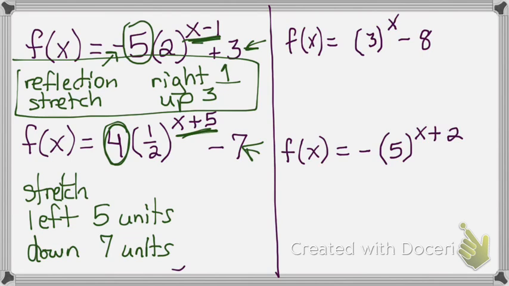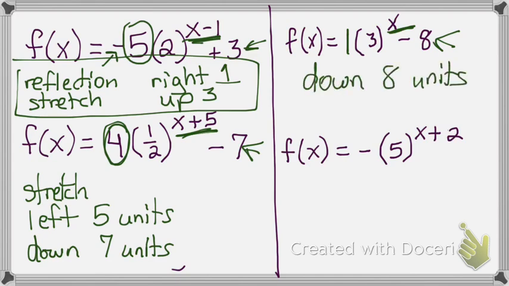In this one, we don't have a negative sign, and you don't see a number because there's an imaginary 1. Anytime you see a 1 in front, there's no stretch or shrink. All right, looking at that exponent, it's just x. So you're not moving left or right because there's nothing added or subtracted to it. But if you look at that last number right there, it's minus 8. So that means you're going to go down 8 units.